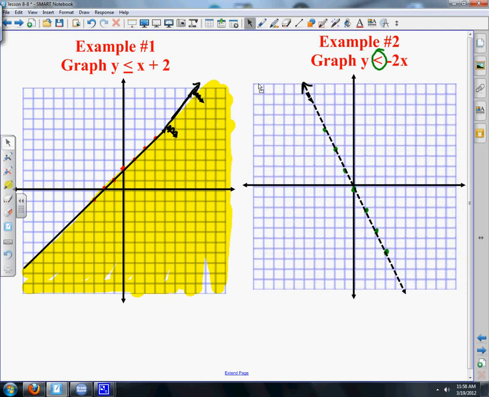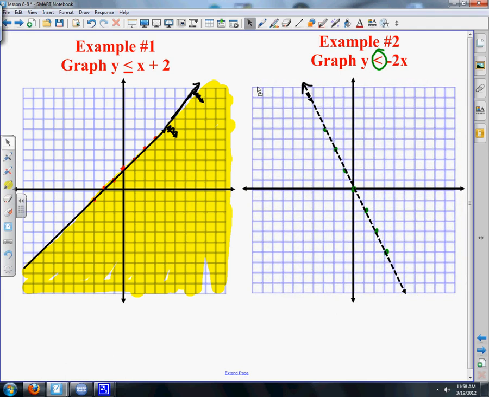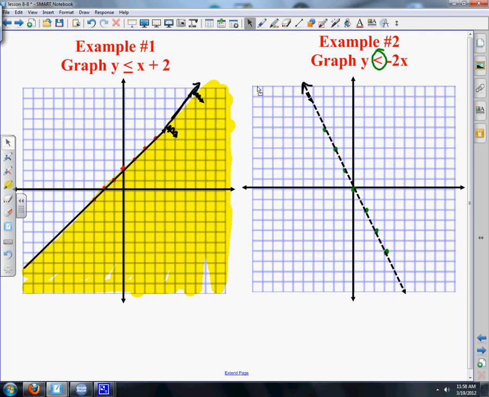Whoops, now the graph moved. I guess I need to get my highlighter.